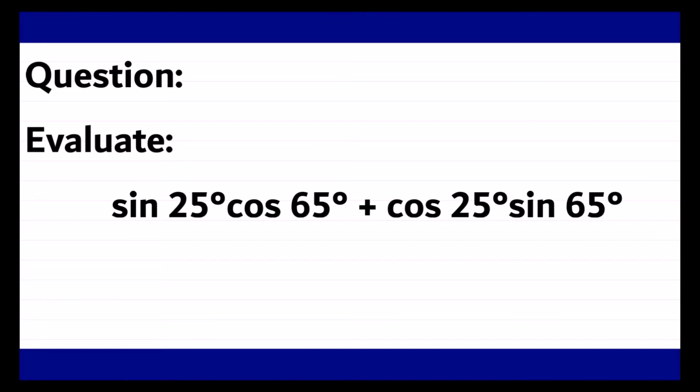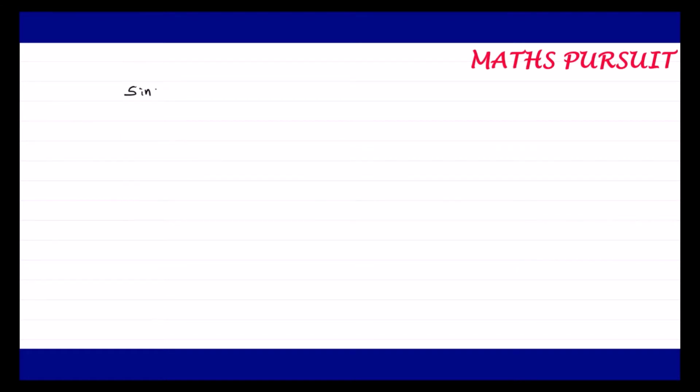Now the given question is sine 25 degree into cos 65 degree plus cos 25 degree into sine 65 degree.